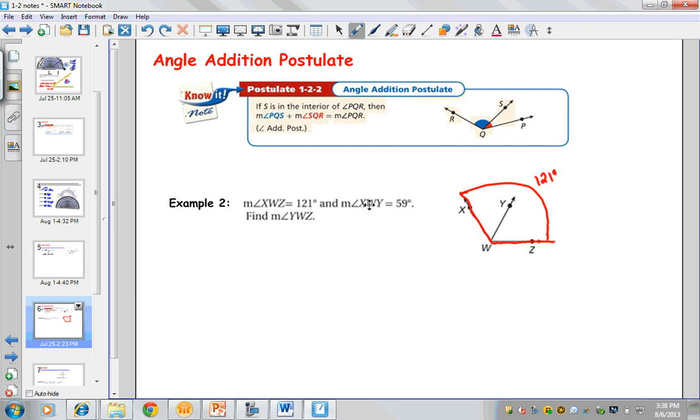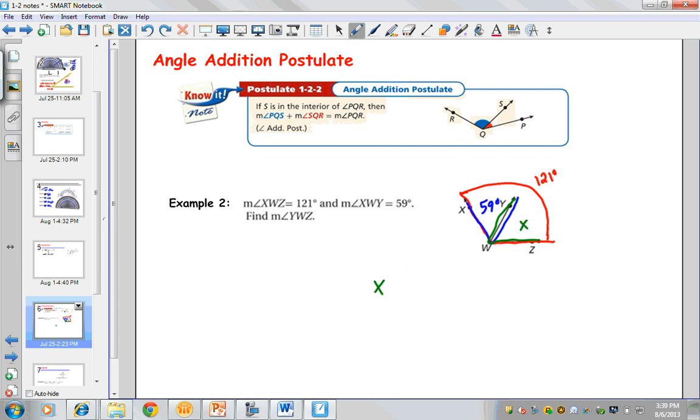And let's say it says XWY. So XWY is this right here. I'm going to highlight this in blue. X, W, and Y. I didn't do a good job. It's all right. It is 59 degrees. Well, if the whole thing is 121 degrees, and this is 59 degrees, what is YWZ? And YWZ, I'm going to highlight this in green. So basically, the green portion of the angle here, and I'm just going to label that X.